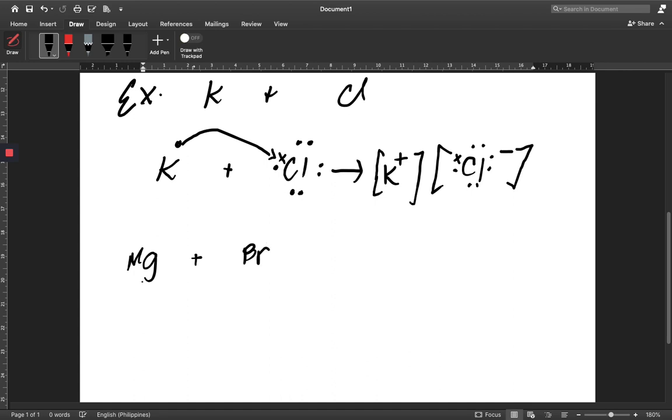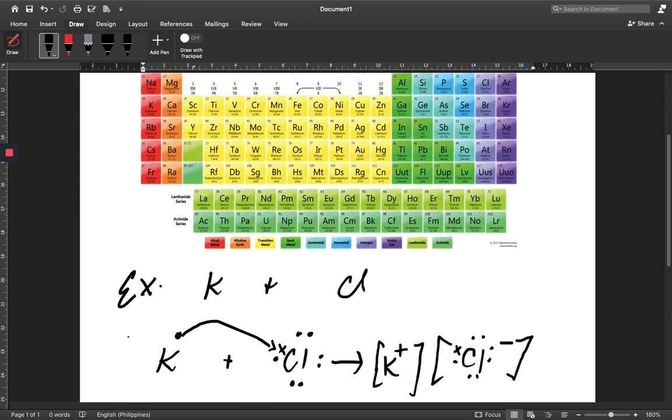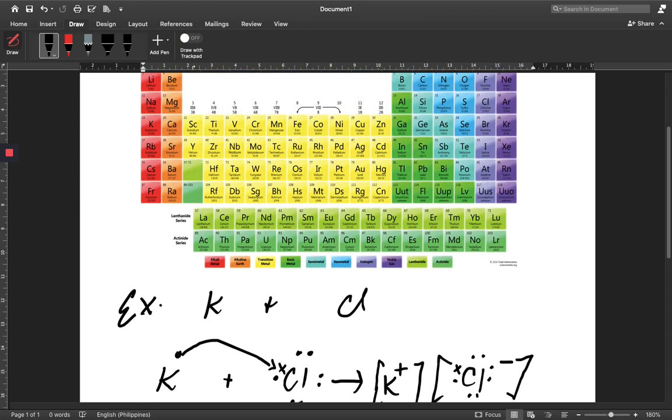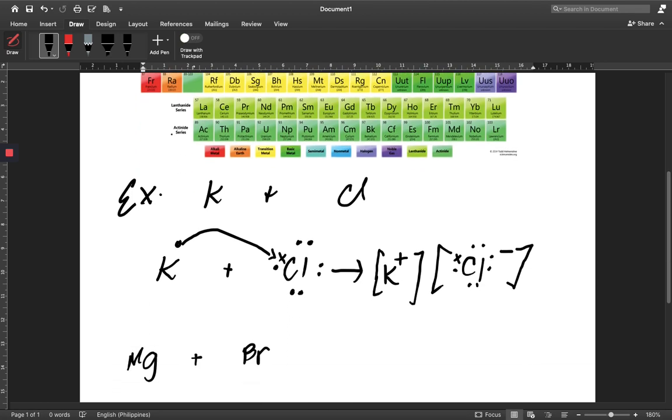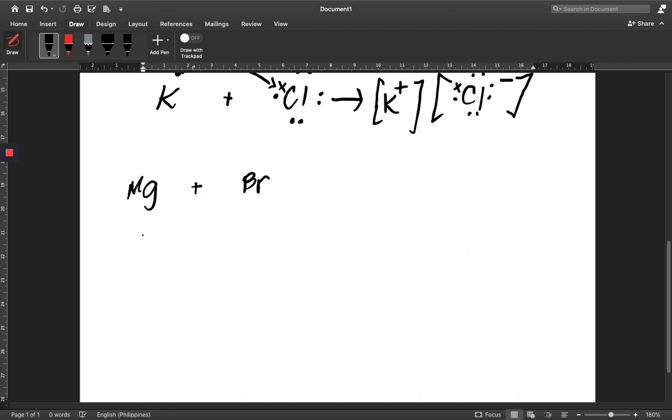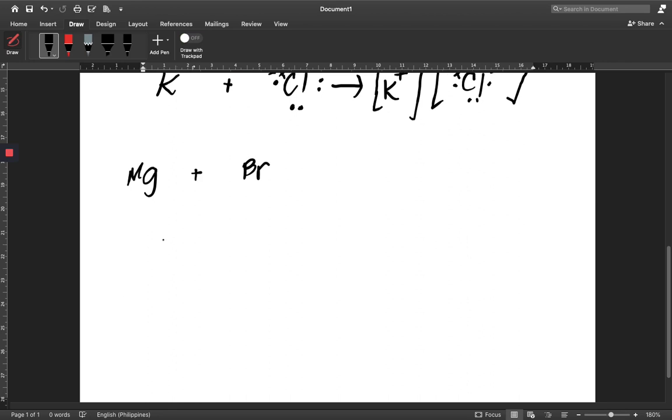Okay, so the ionic bond formation between magnesium and bromine. All right, so if you look at your periodic table, magnesium belongs to group number 2, 2A. So how many electrons does magnesium have? There must be 2 valence electrons. So you write the symbol for magnesium, Mg, with 2 valence electrons, and then you have Br.